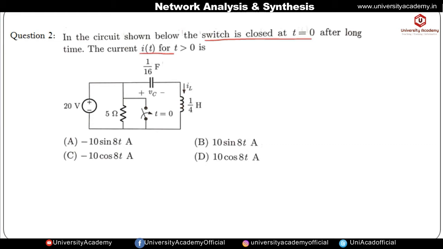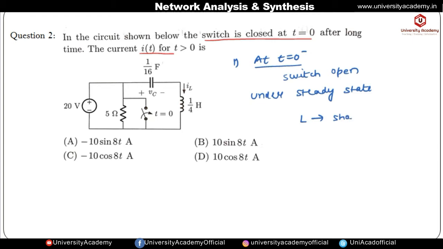So the first step is the same, that we have to find out the t equal to 0 negative condition. This switch is getting closed at t equal to 0, so for t less than 0 the switch will be open. The switch is initially open, that is for t less than 0, and the circuit will be under the steady state. When the circuit is under steady state condition, the inductor will be replaced by a short circuit, and the capacitor will be replaced by an open circuit.